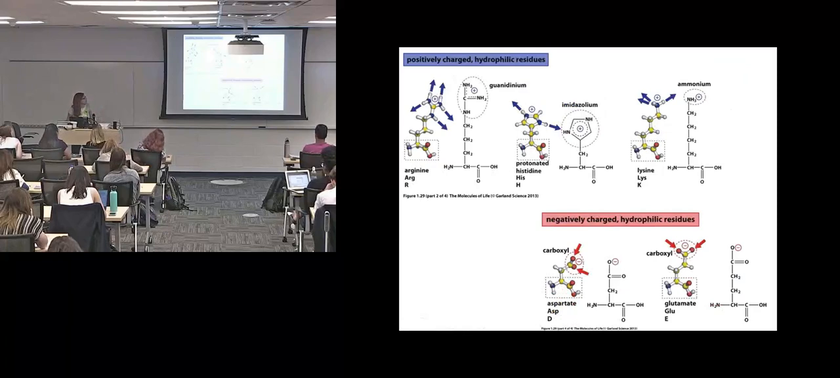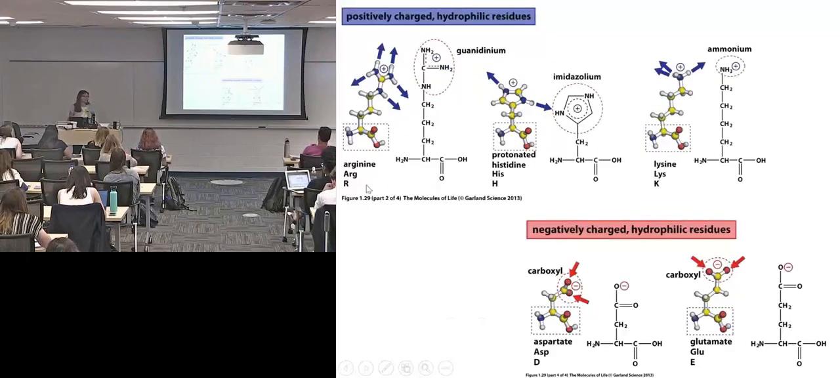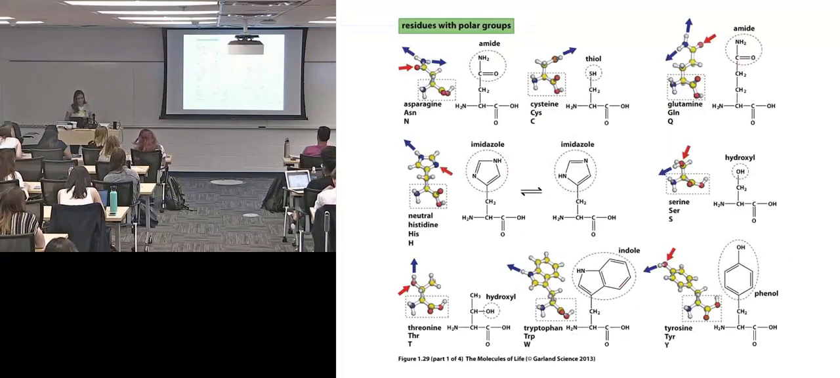Just a reminder of the arrows. The blue arrows here are H bond donors. They have a hydrogen to give. Red arrows indicate H bond acceptors. And even though this gives you your 3-letter version and your 1-letter version of all of these, again, you don't have to memorize them. You don't need to memorize the structure, 3-letter or 1-letter codes.